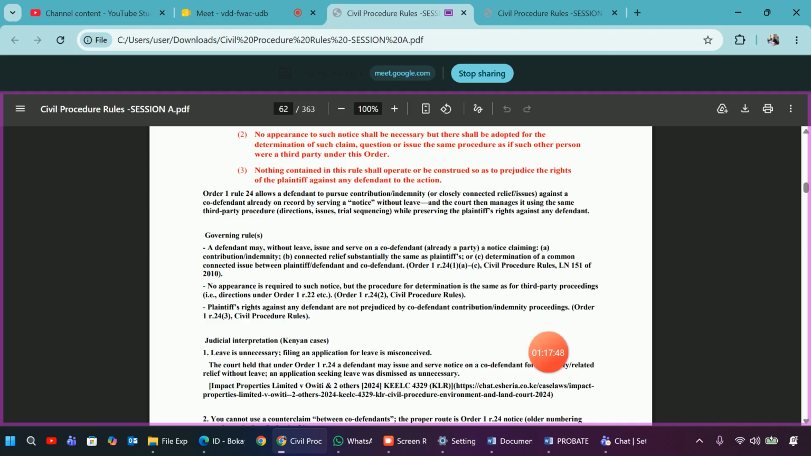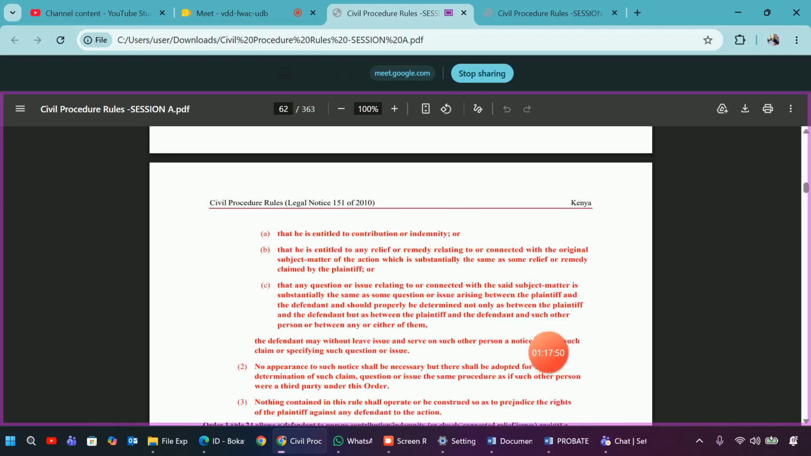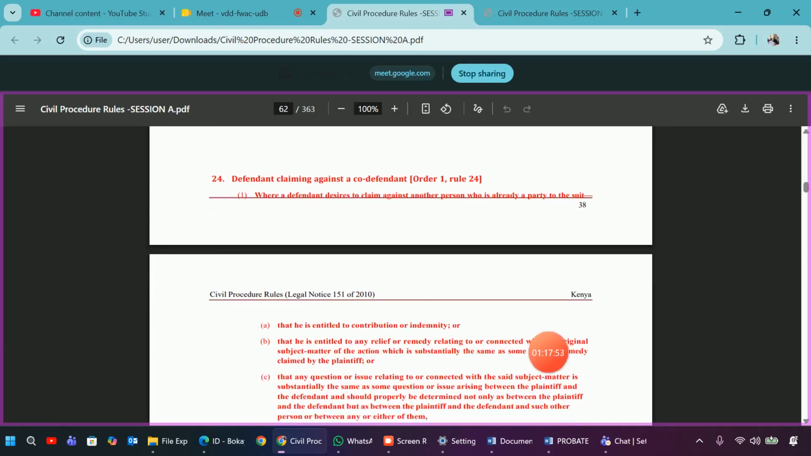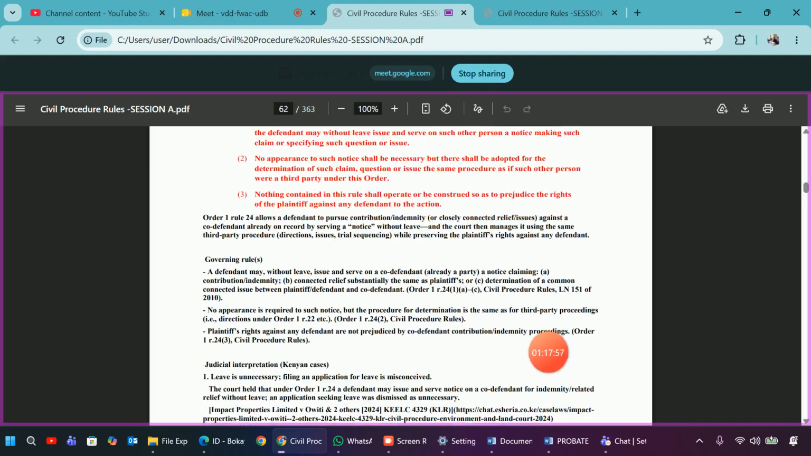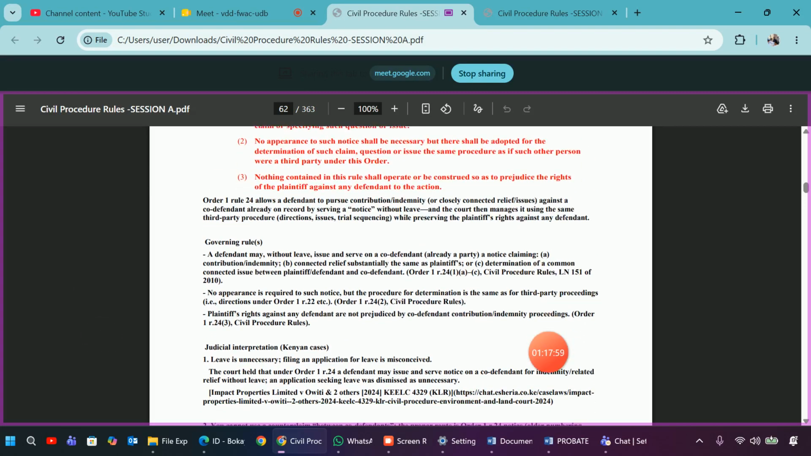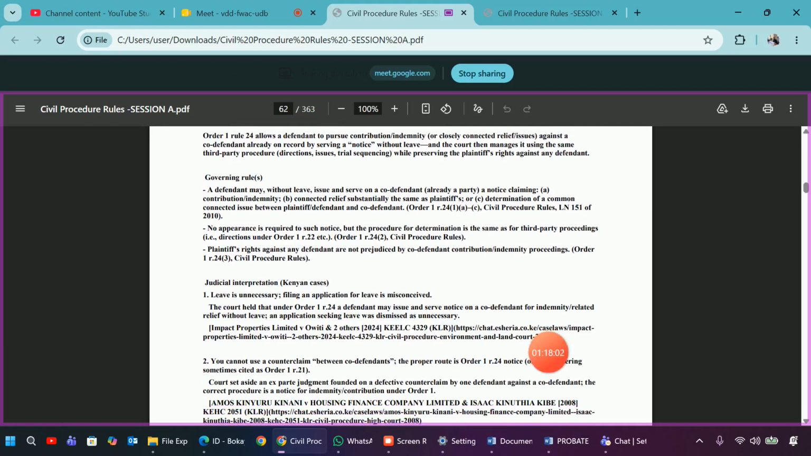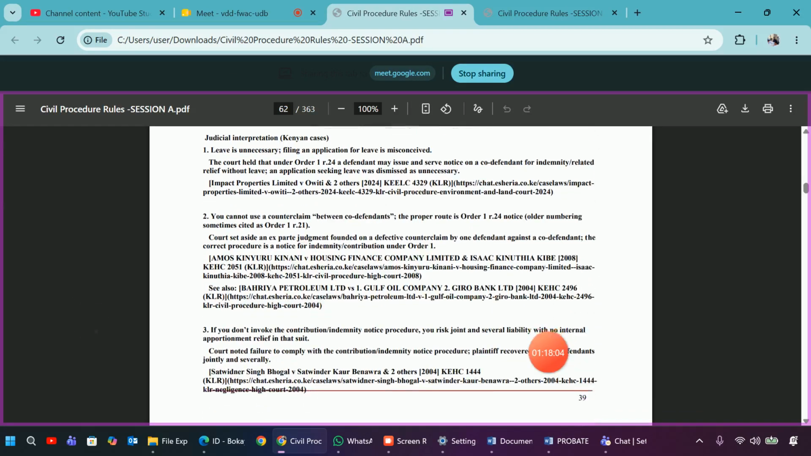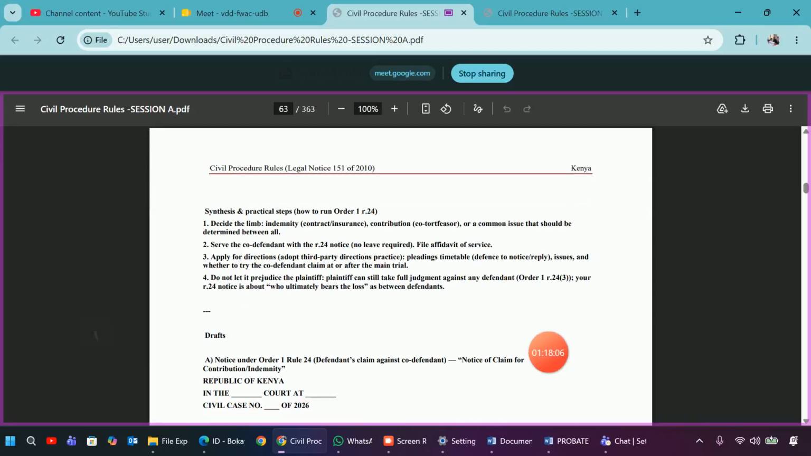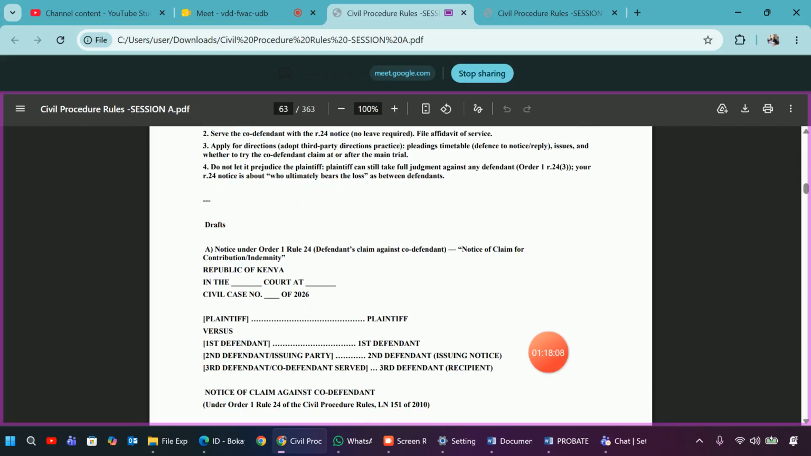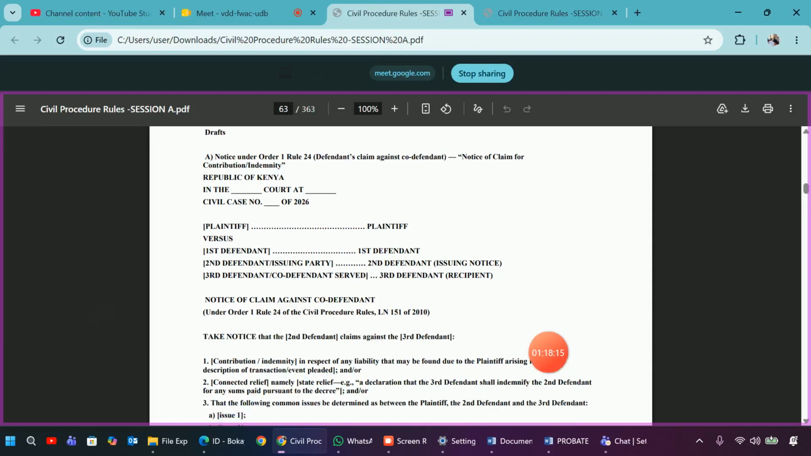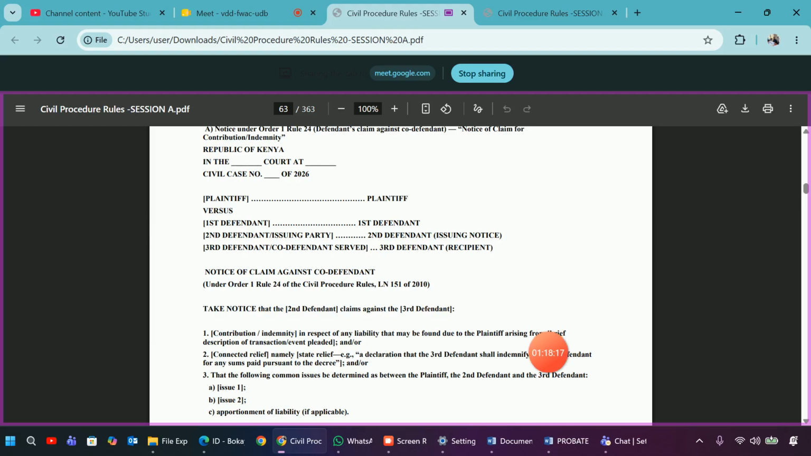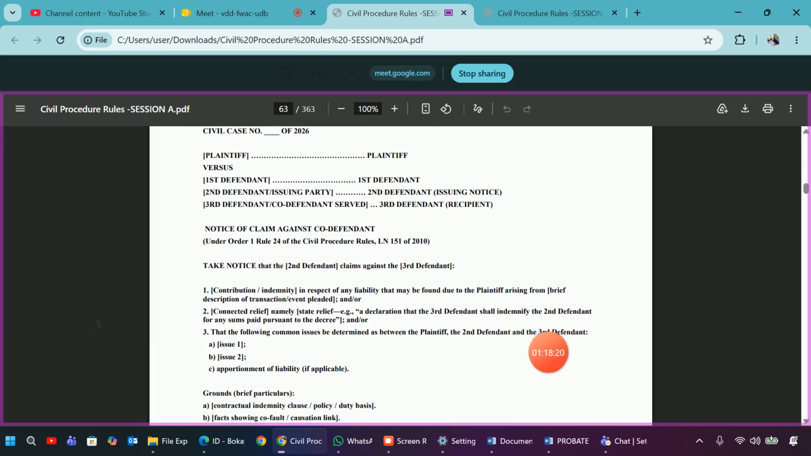So whenever you are claiming against a co-defendant, the examiner will just have a look at your document. You are going directly to seek leave, then you start saying that you have served a notice. This rule says that if it is a co-defendant already a party to the suit, the leave is unnecessary. You just serve the notice upon the defendant stating the notice of claim for contribution or indemnity. This is how it will appear before you. You will draft pursuant to Order 1, Rule 24. The title is Notice of Claim Against Co-Defendant.